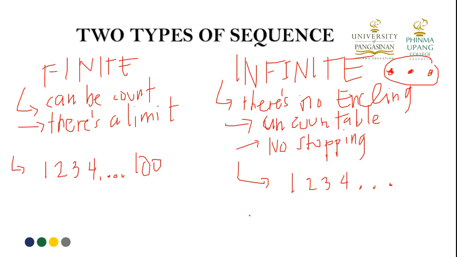And that's it. As simple as that. Kasi si finite, can be counted. And there's a limit. May katapusan. Yung pagmamahal niya sa'yo, di ba? May katapusan. Sa una lang yan, masaya. 1, 2, 3, 4, that 100, nagtapos siya. Infinite, tingnan mo, there's no ending. Uncountable. No stopping. And sabi ni Irish kanina, it's 1, 2, 3, 4. And that is a perfect example when it comes to math.